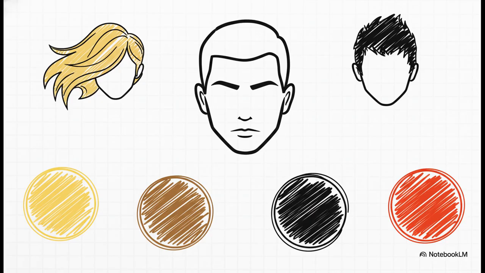So, for example, sie hat lange blonde Haare. She has long blonde hair. Or hat kurze schwarze Haare. She has short black hair. See? You're just stacking these little building blocks.